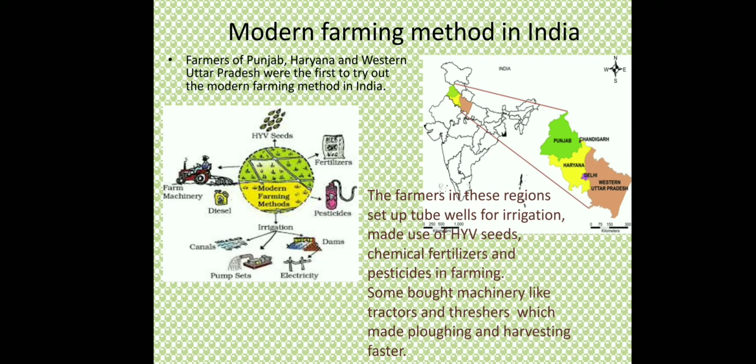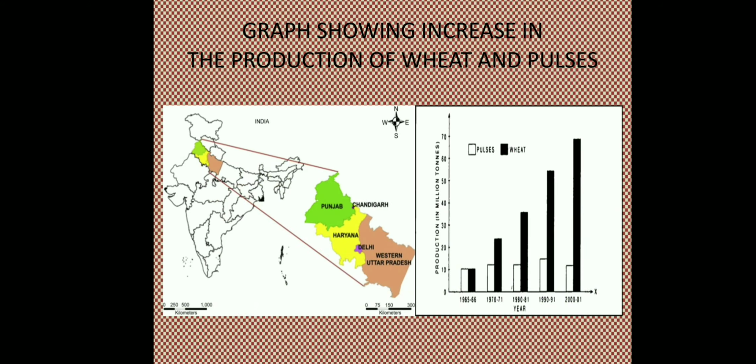The graph shows steady increase in the production of wheat and pulses in Punjab, Haryana, Western Uttar Pradesh. But what has happened in Punjab due to the overuse of chemical fertilizers? The consumption of chemical fertilizers in Punjab became highest in the country. The continuous use of chemical fertilizers led to degradation of soil health. The farmers were forced to use more and more chemical fertilizers and other inputs to achieve the same production level. It increased the cost of production.